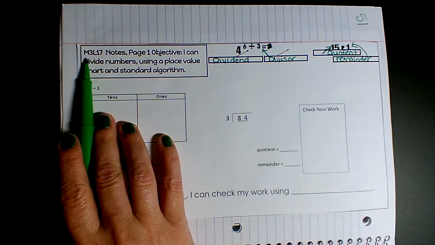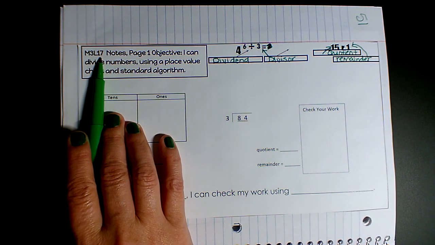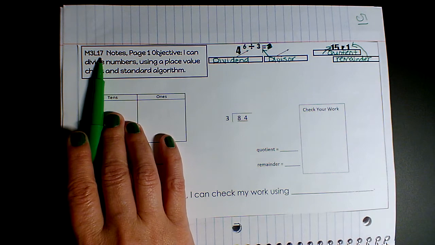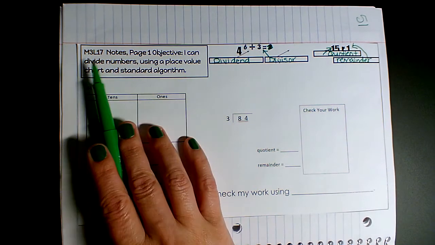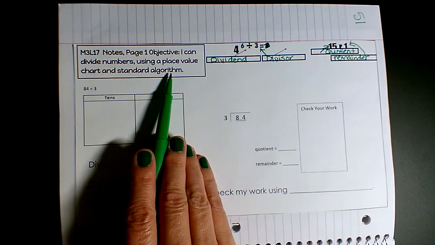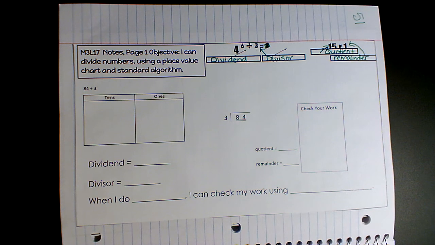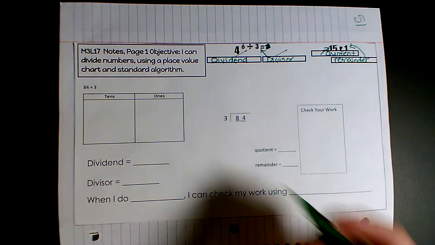So we are going to be doing Module 3, Lesson 17. And I just realized that I put Module 3, Lesson 22, but it's really Module 3, Lesson 17. Sorry for that mistake. We're going to be on our notes, page 1. It says our objective is I can divide numbers using a place value chart and standard algorithm. So that's what we're doing today, is we're using a place value chart and standard algorithm. This is really just reviewing what Mrs. Schumann showed us on Wednesday and Thursday last week.